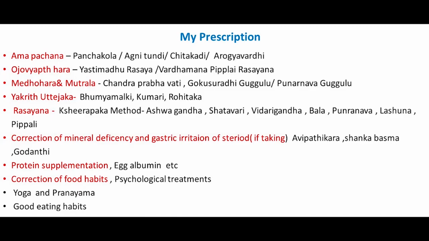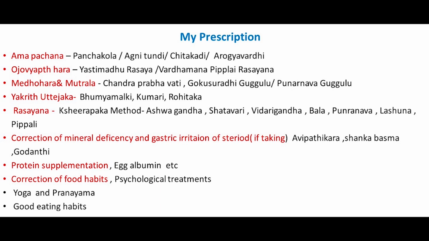Then Oja Vyapath Hara Chikitsa should be done, that is in the form of Yashti Madhu Rasayana or Vardhamana Pipali Rasayana or Nagabala Rasayana. You can choose any one of these. Then Medo Hara and Mutra treatment. This can be achieved by Chandra Prabhavati, Gokshuradi Gugulu or Punarnava Gugulu. Then Yakrit Uttejaka treatment. This can be done by Bhumi Amalaki, Kumari or Rohitaka, etc.